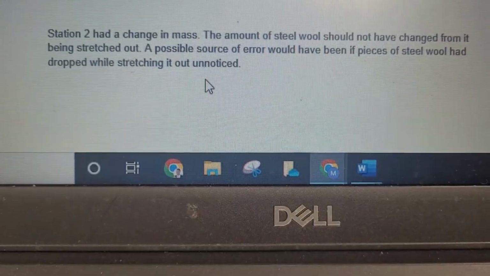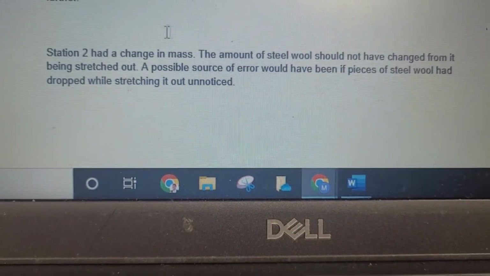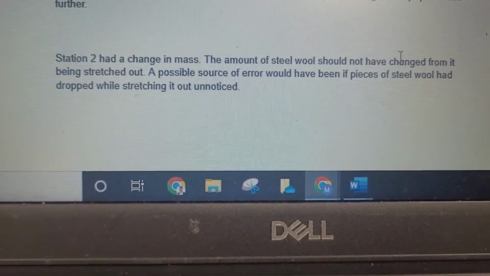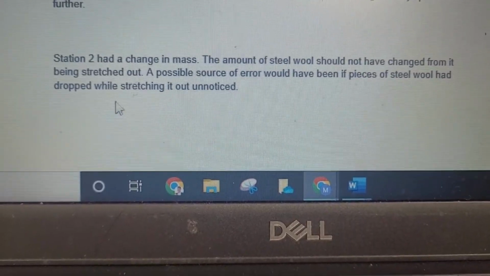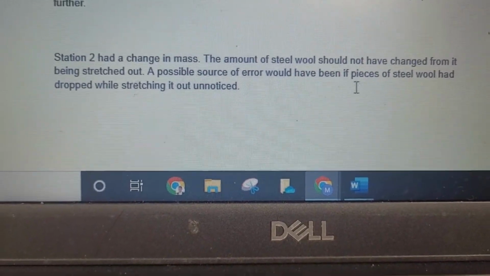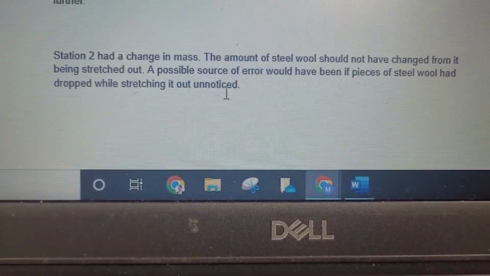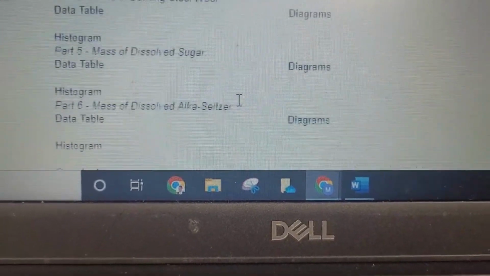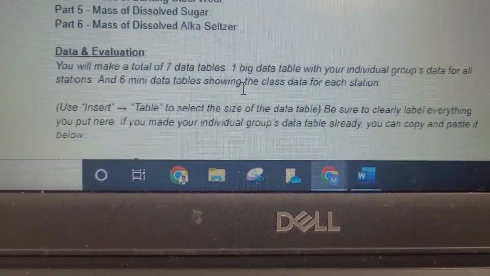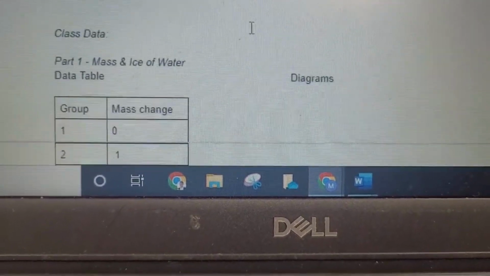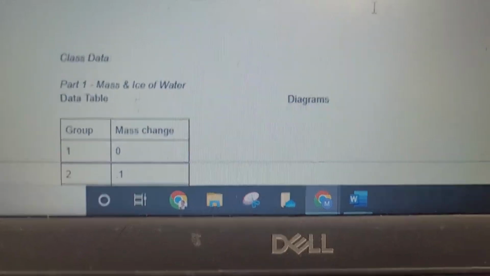You would say station 2 had a change in mass. The amount of steel wool should not have changed from it being stretched out. A possible source of error would have been if pieces of steel wool had dropped while stretching it out unnoticed. So again, we can kind of get that from our data table that we put up here from that section.